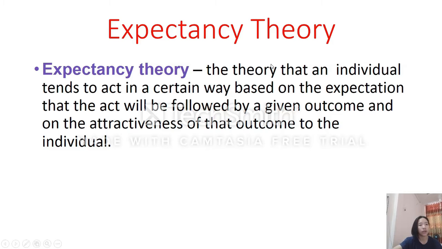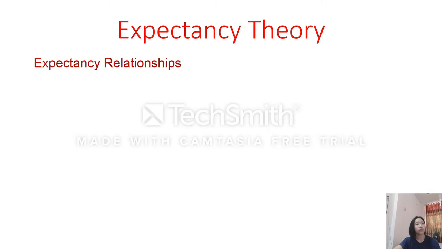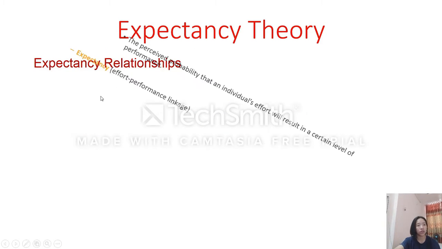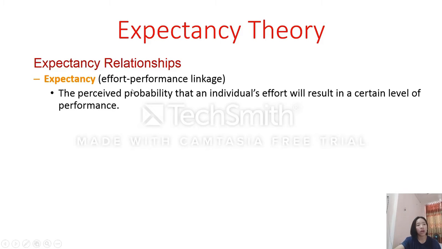And expectancy theory is the theory that an individual tends to act in a certain way based on the expectation that the act will be followed by a given outcome and on the attractiveness of that outcome to the individual. We have the expectancy relationship. Expectancy, or effort-performance linkage, is the perceived probability that an individual's effort will result in a certain performance.